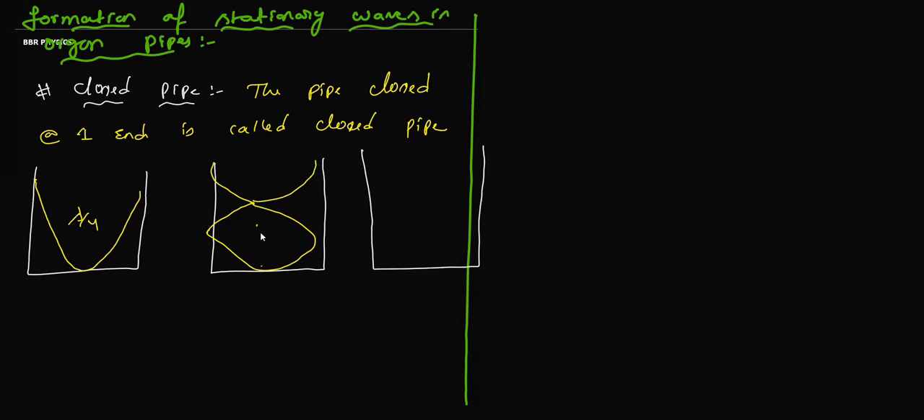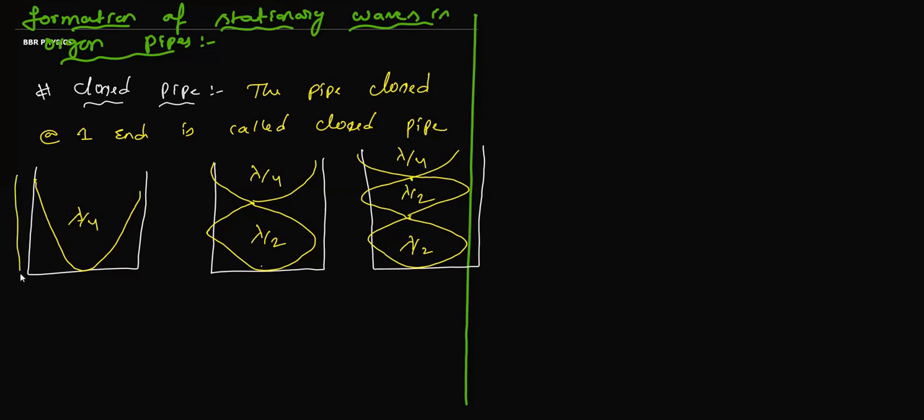From here to here, what is the wavelength? Lambda by 2, as we have discussed. And this portion from here to here is lambda by 4. Next, the third possibility: this is lambda by 2, this is lambda by 2, and this much is lambda by 4. In each case, the pipe length I'm going to take as L.